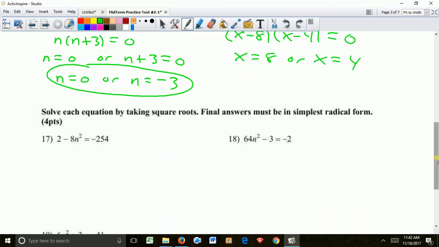Solve each equation by taking square roots. The final answers must be in simplest radical form. So in this one, you can subtract 2 from both sides of your equation. You now get negative 8n squared is equal to negative 256. You then want to divide both sides by negative 8. You now have n squared is equal to, I believe we get 32 off of this.